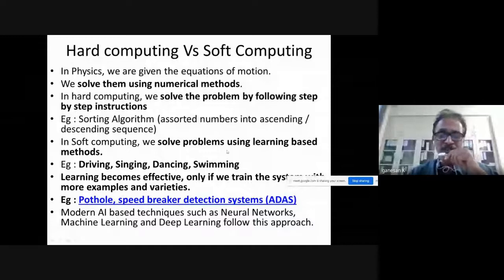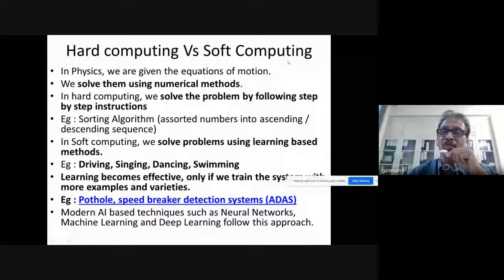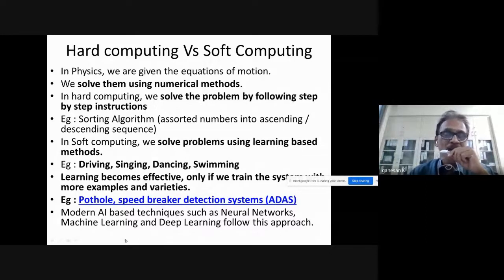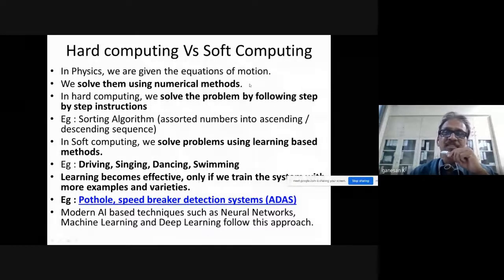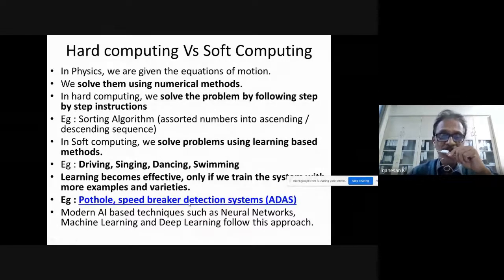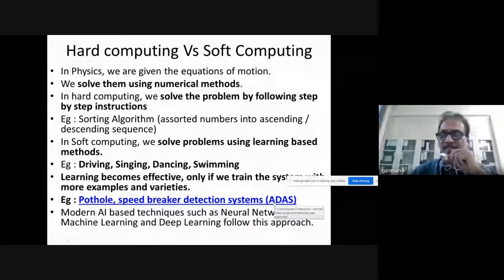In fact, this learning-based approach is what the soft computing techniques insist on. Some of the modern AI-based techniques which fall under soft computing include neural networks, machine learning, deep learning, and so on. Here again, you can solve some problems which were never thought of in the past. Some of the examples which I will show, we have developed in our lab, falling under something called advanced driver assistance system.